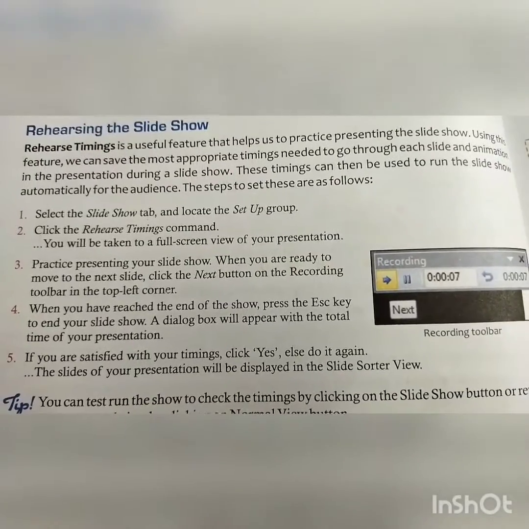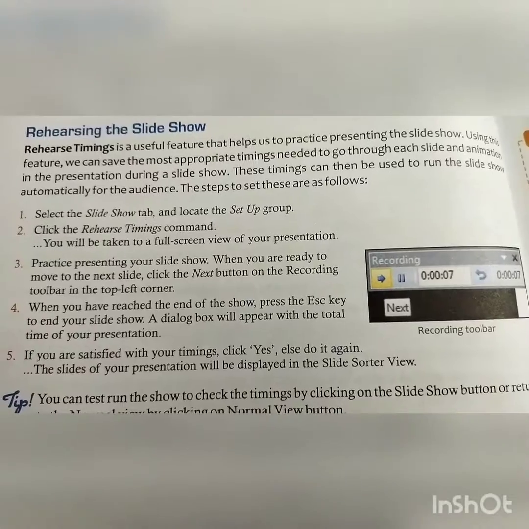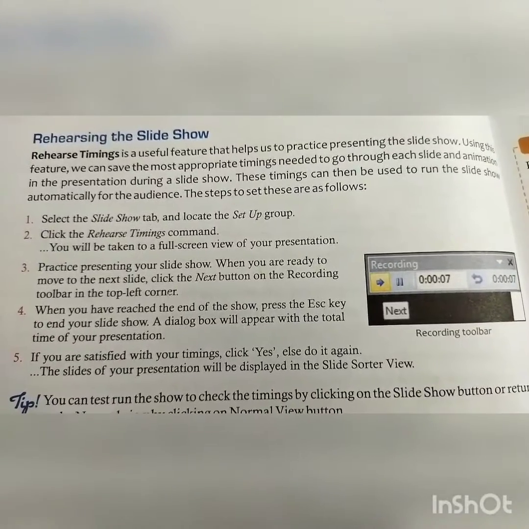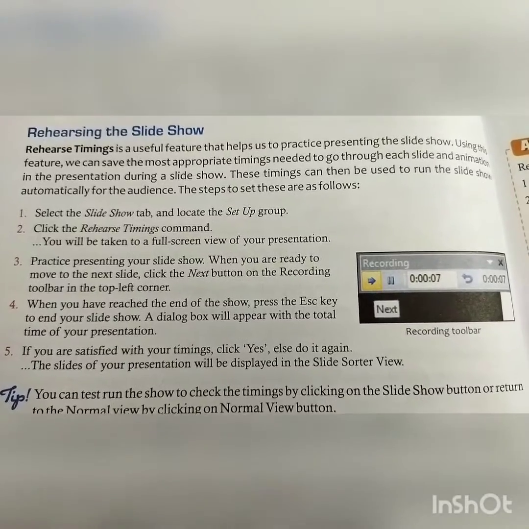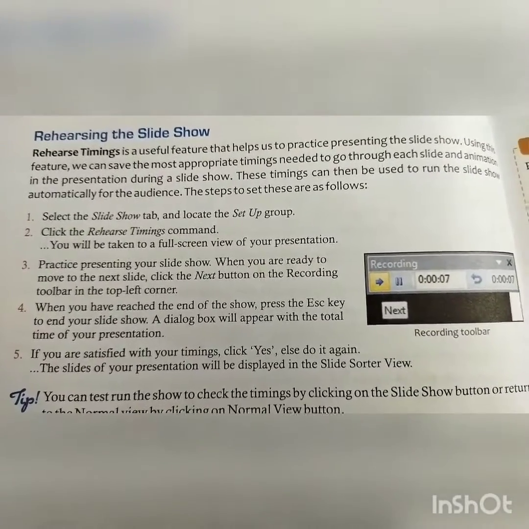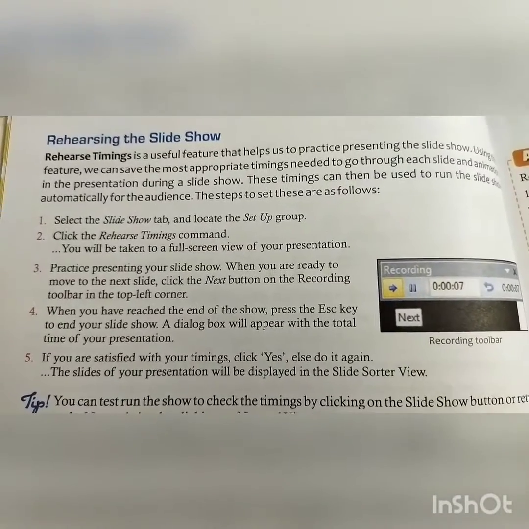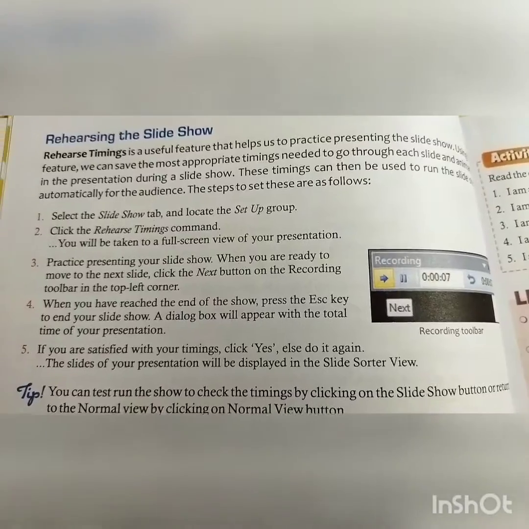First of all, select the Slide Show tab, then locate the Set Up group. After that, click the Rehearse Timings command. You will be taken to a full screen view of your presentation like this. Then practice presenting your slideshow. When you are ready to move to the next slide, click the Next button on the Recording toolbar in the top left corner.